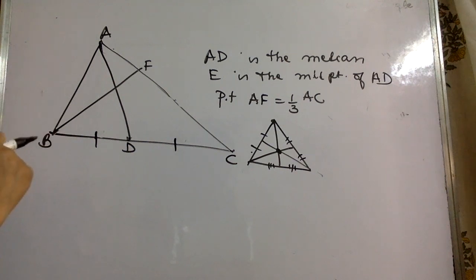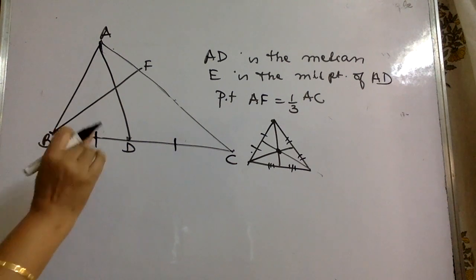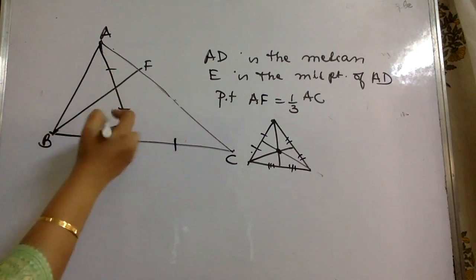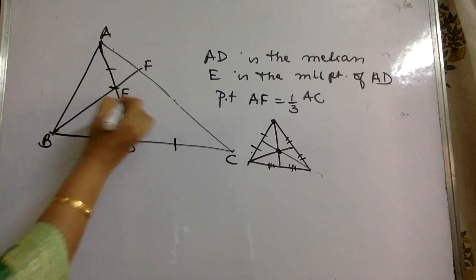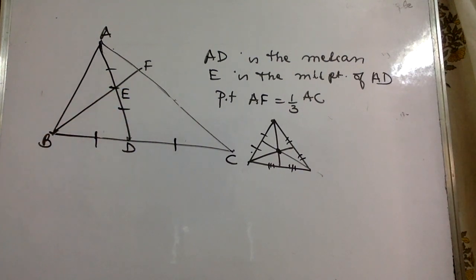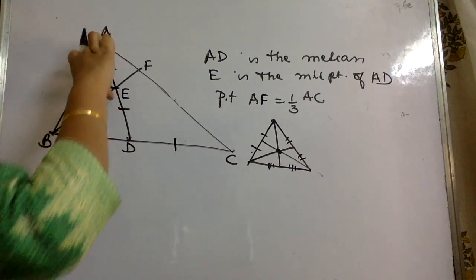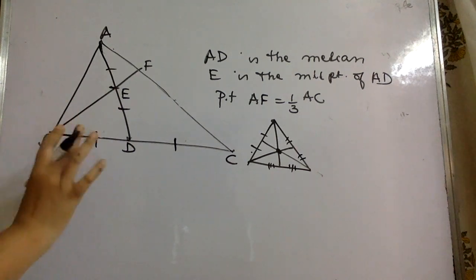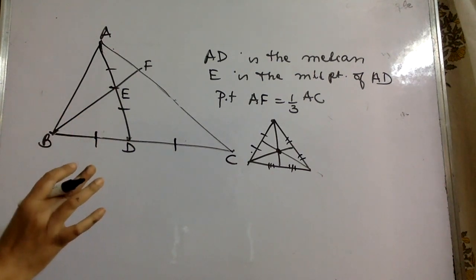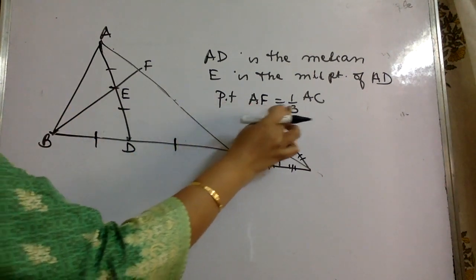Now they have told us that E is also the midpoint of this. So this is the point E, where it cuts BF. So here is the point E and they told us this part is equal to this part. This is the diagram given to us. Now we have to prove AF is equal to 1/3 of AC.